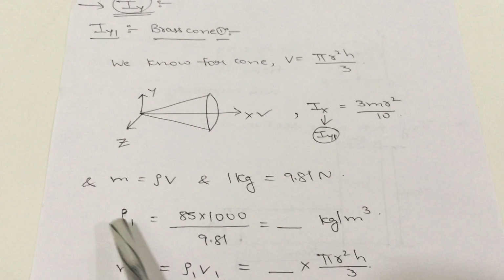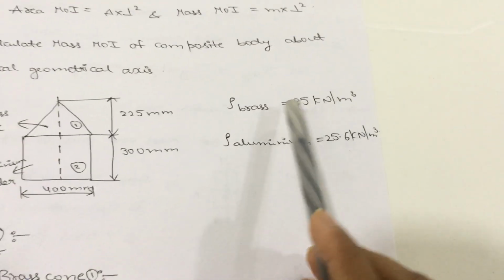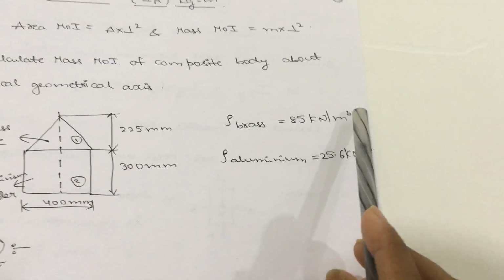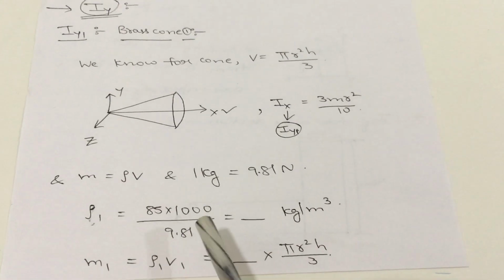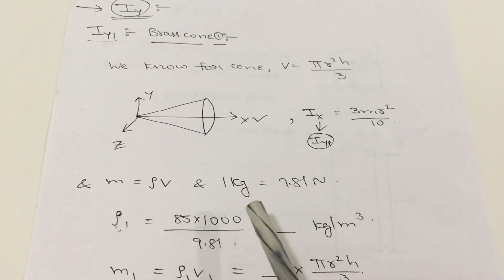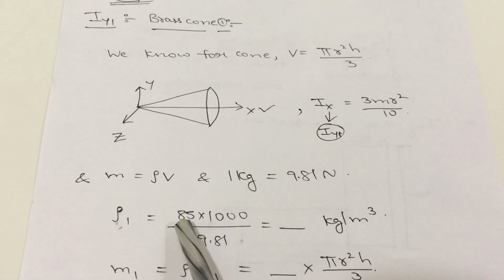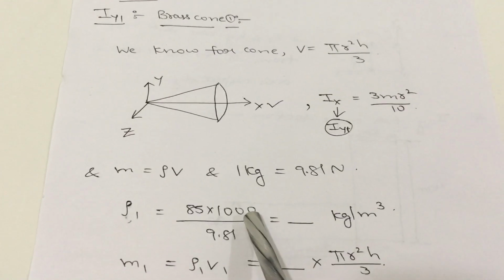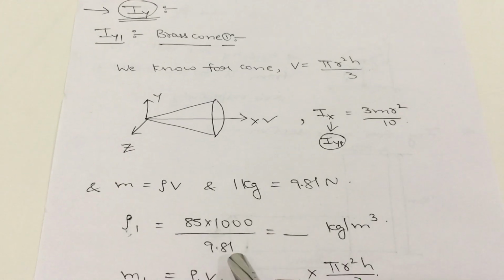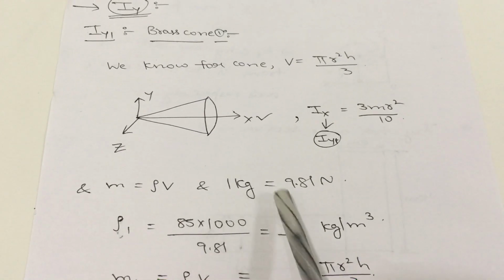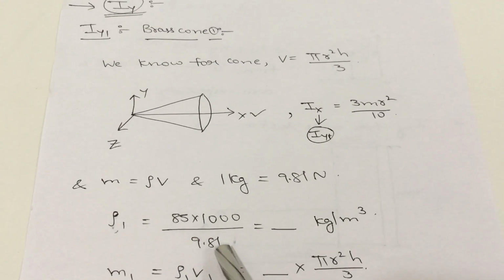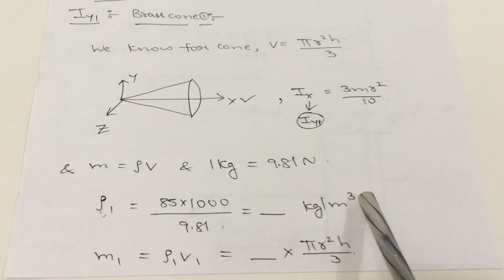Here, the density value for the brass cone is given as 85 kilonewton per meter cube. So first of all, conversion into Newton. Kilonewton into Newton means 10 to the power of 3. So 85 into 1000 Newton, and again Newton conversion into kgs. That is nothing but 1 kg is equal to 9.81. So divide by 9.81. So you will get it in terms of kg per meter cube.